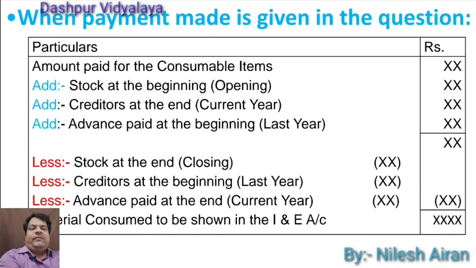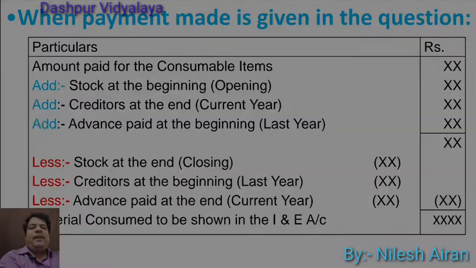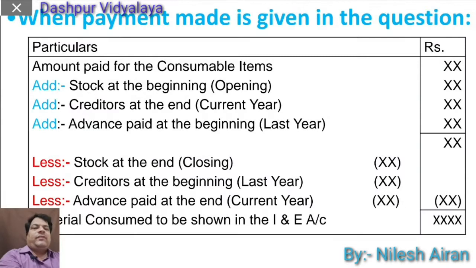This is another way, when we are given the creditors or the outstanding amount as well as the advance at the beginning and at the end. Here also, first of all we have to write how much amount we have paid for the consumable items. Then opening stock is added and closing stock is deducted. Then creditors at the end, meaning current year's creditors outstanding amount, is added, and outstanding for the last year, that is the creditor at the beginning, is deducted.